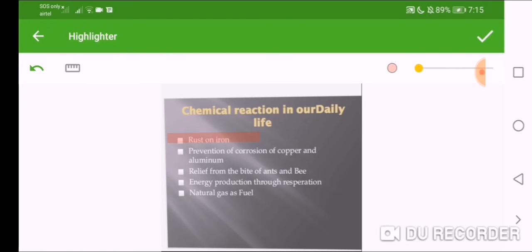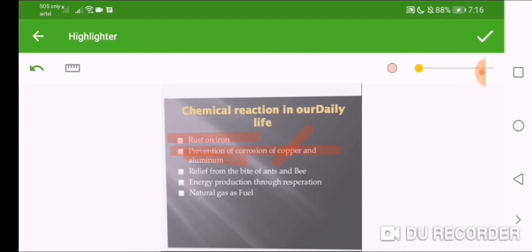The first one is rust on iron. All of us know about rust. When iron metal comes in contact with water and oxygen, it will produce a chemical reaction which gives ferric oxide and n molecules of water. This is called rust. All of you know the chemical formula of rust.